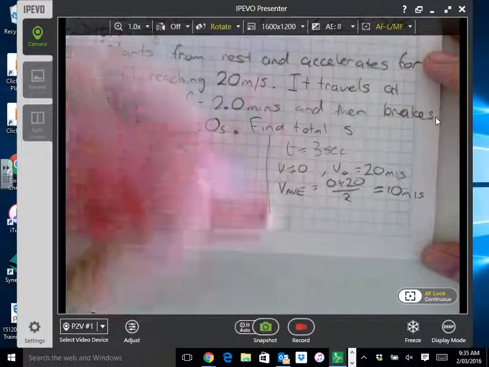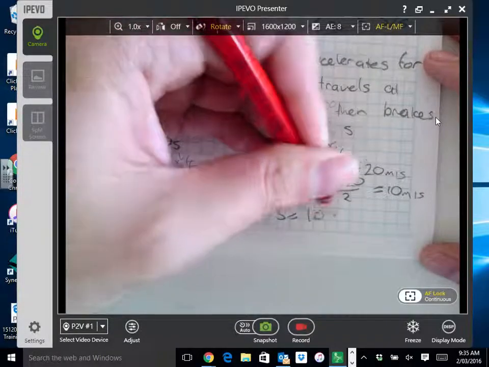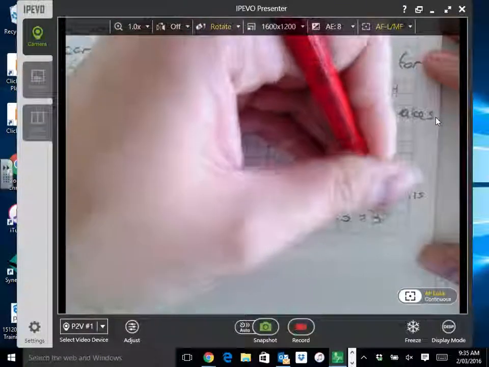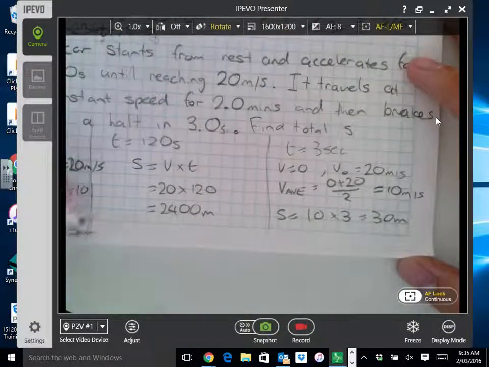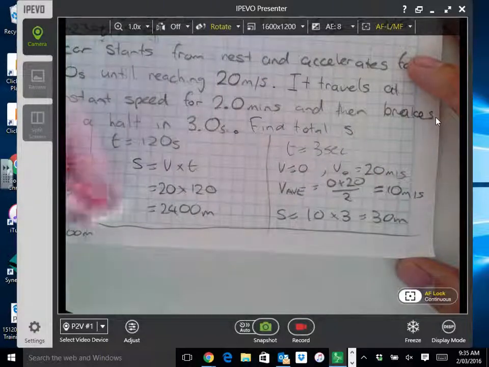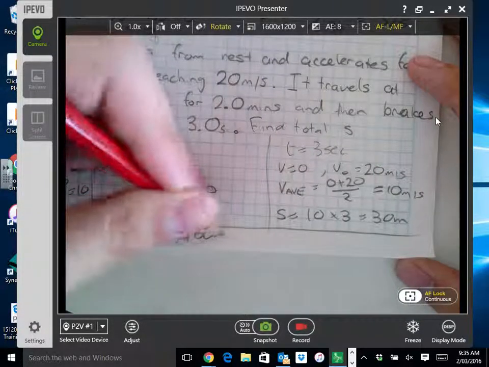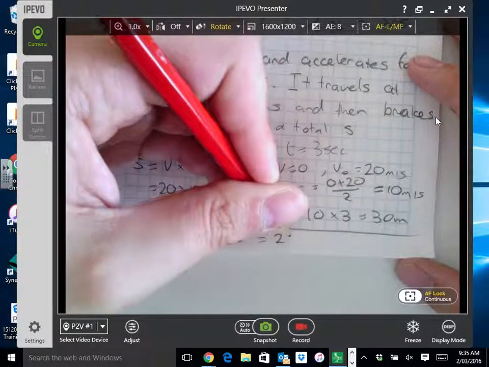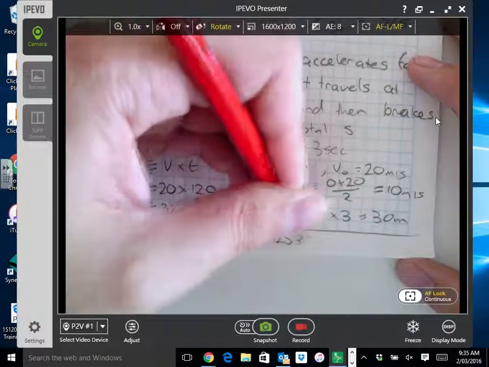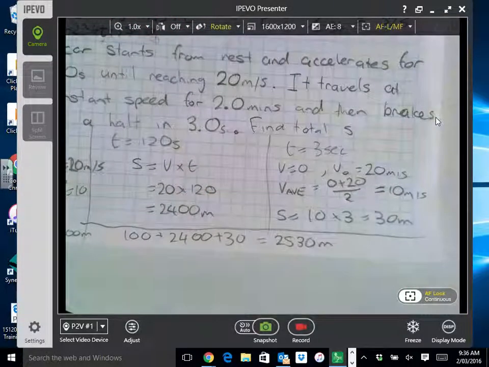Okay, so displacement equals, finishing this off, 10 times 3 is 30 meters. Okay, add them up. At the end of the day, you've got 100 plus 2400 plus 30 equals a total S of 2,530 meters in total. Yep. You guys have enough of that? All right, leave it there.